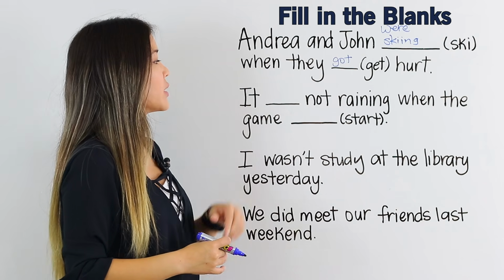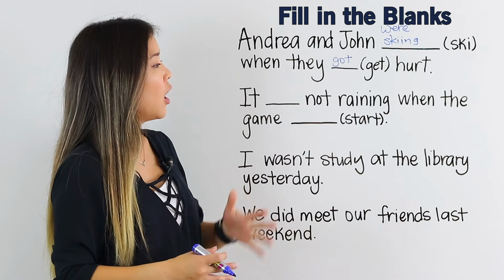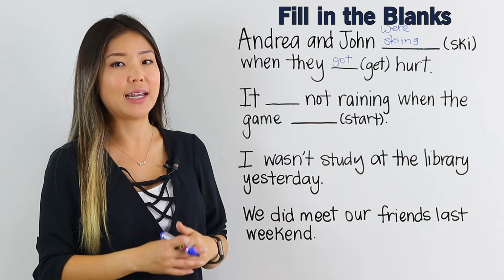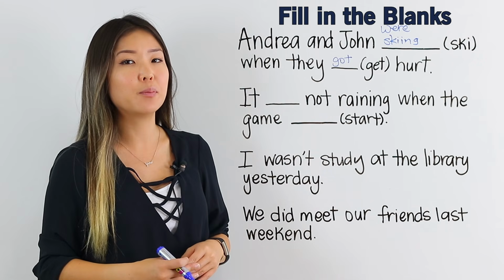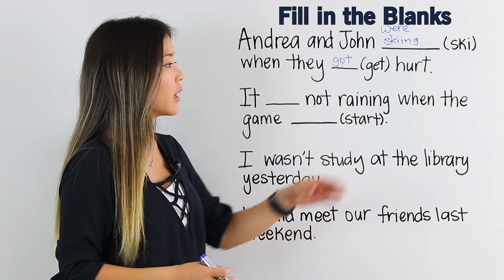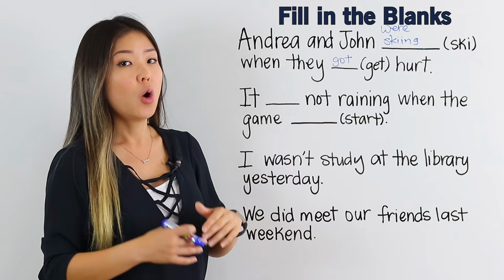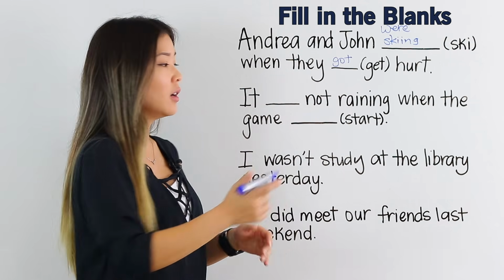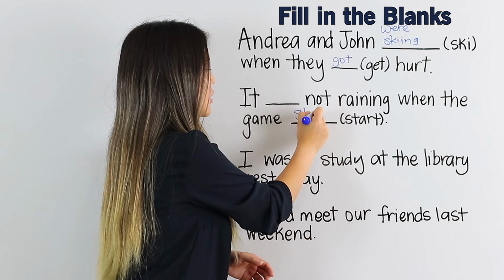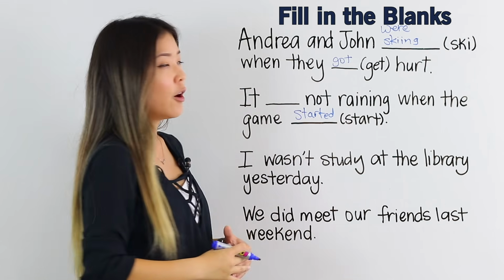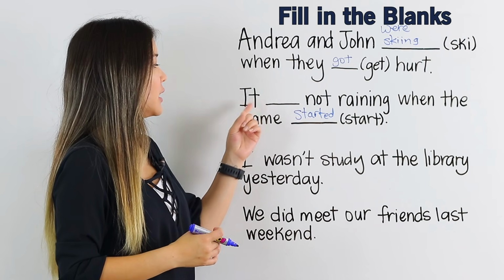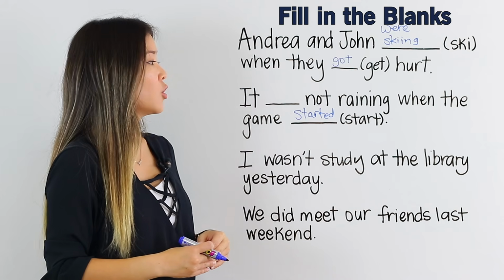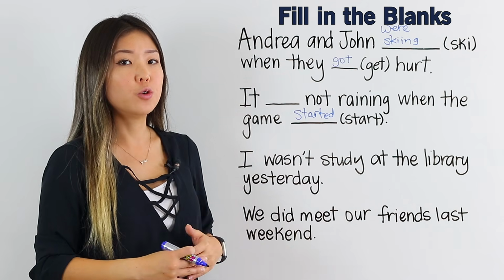The next example says, it blank not raining when the game blank. And I want you to use the verb start for the second blank. Take a look. When the game blank. What's the past tense of start? Started. Now, let's look at the first part of the sentence. The subject is it. So, what be verb do we use for it?